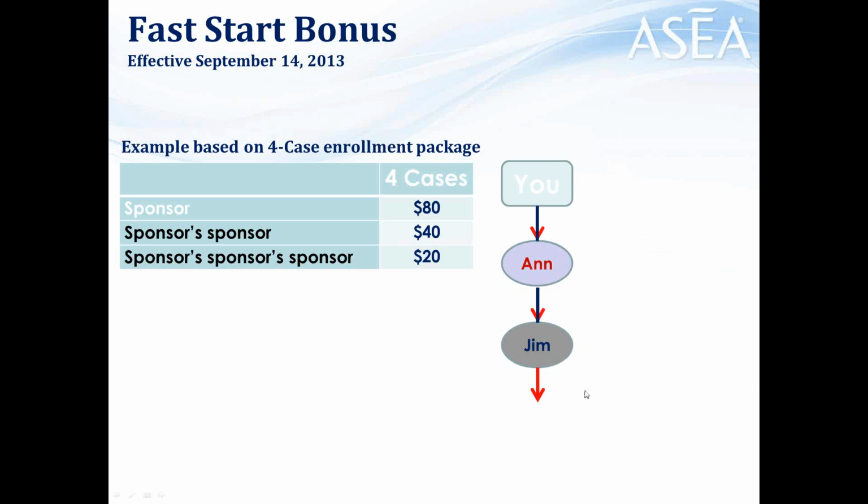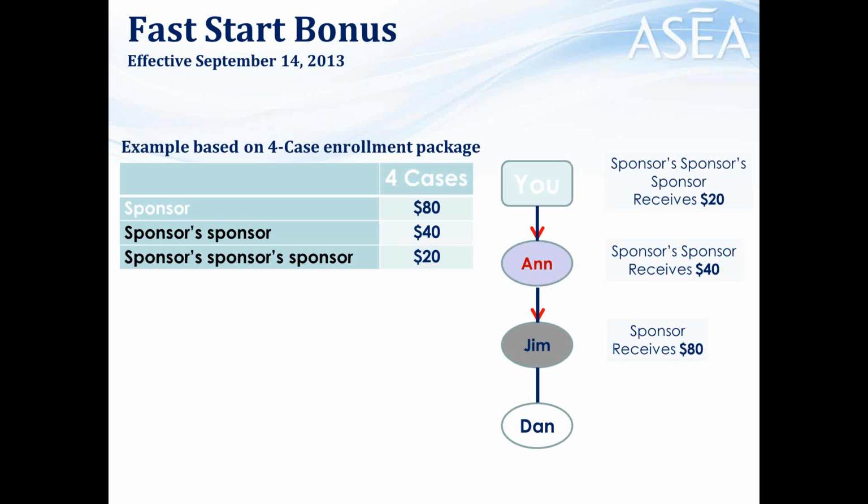Let's go down one more level. Let's say Jim enrolls someone named Dan. Well, that means Jim is going to get the $80, Ann gets $40, and you get $20.